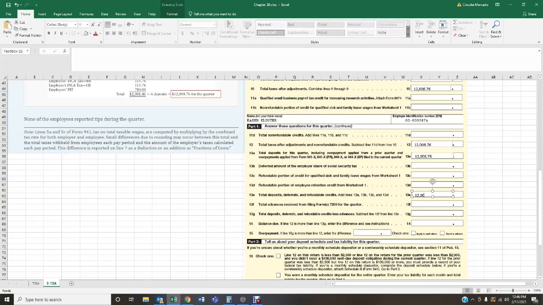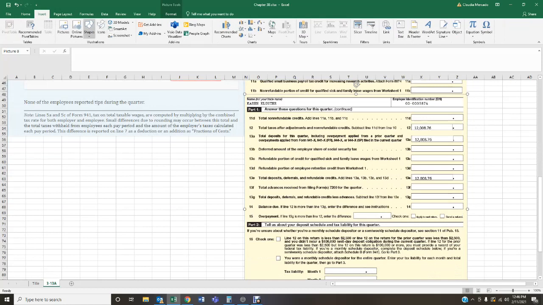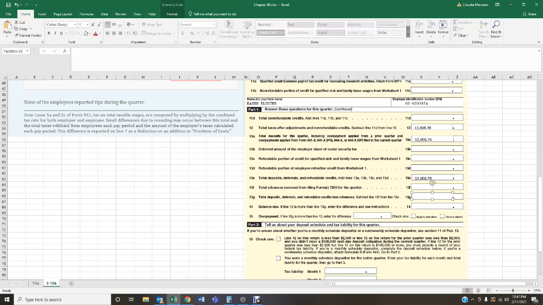And I'm going to bring forward the amount. Okay. Total advances received from filing Form 7200 for the quarter. That does not apply. Total deposits, deferrals, and refundable credits less advances. Okay, we did make some payments. We made payments of $12,008.76, so we're going to put that information there, on line 13G. So total deposits made were $12,008.76. Okay, and then the balance due. We don't have a balance due. All of the taxes have been paid up to this point.